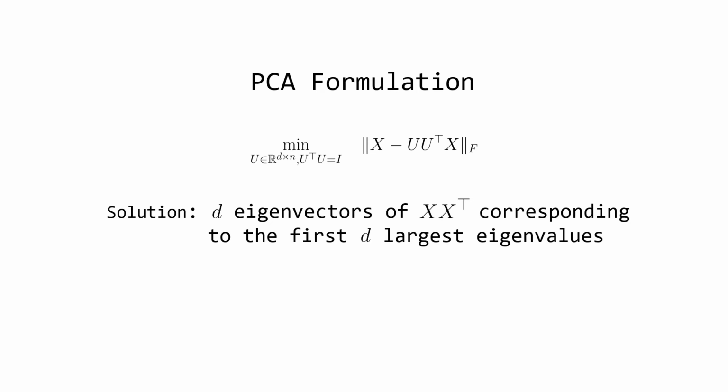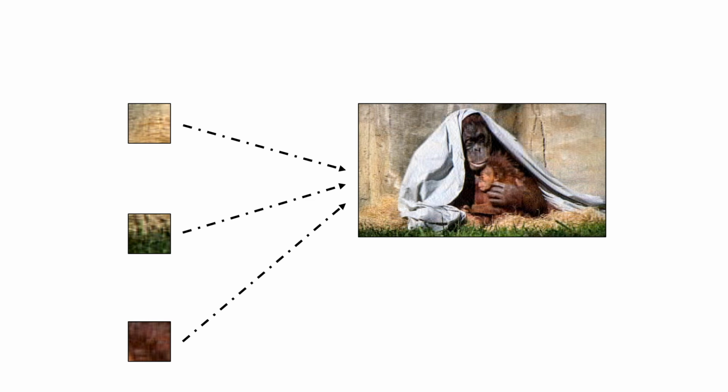How do the d largest eigenvectors relate to the description of PCA I mentioned at the start of this video? We find a set of orthonormal vectors of important patterns, which is the matrix U, and we project our data into this subspace of patterns.